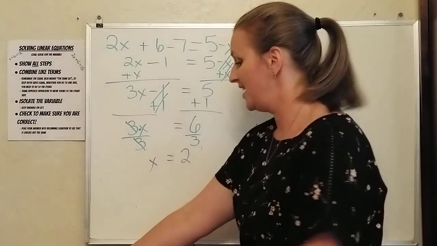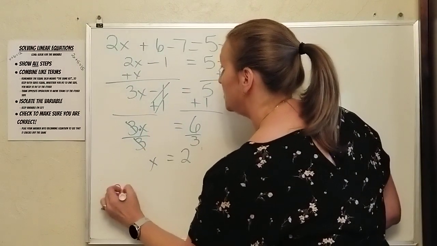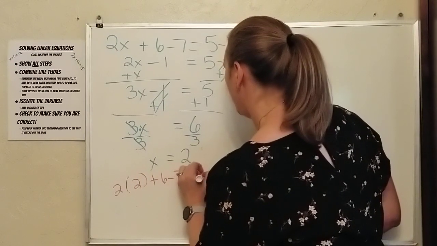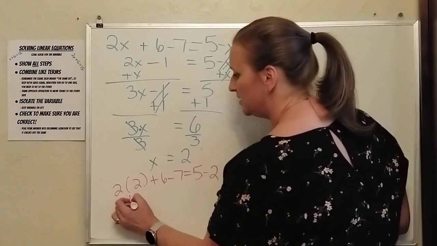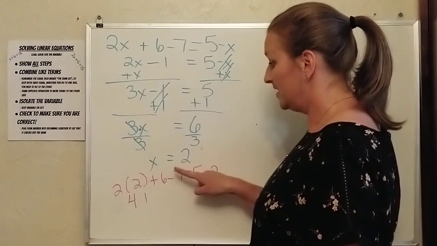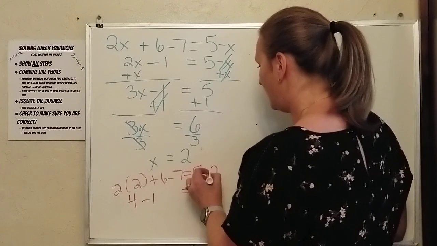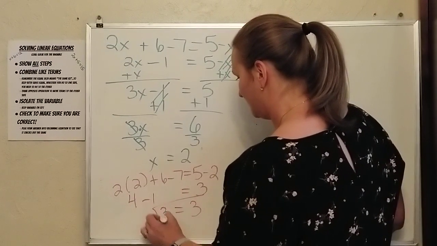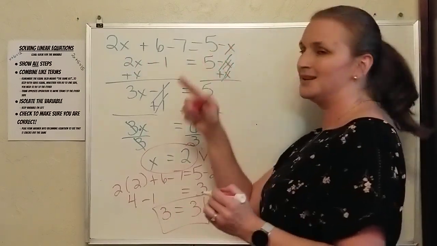Okay, let's go back and check it and see if we did it correct. Go back to the original equation. I have 2 times 2 plus 6 minus 7 equals 5 minus, in place of x, let's write 2. Let's solve this out. 2 times 2 is 4. Plus 6 and a minus 7 is really our minus 1. So let's go ahead and write minus 1 right here. Equals 5 minus 2 is 3. 4 minus 1 is 3 equals 3. And great, that comes out as equal. That shows us that this solution is correct for this equation.